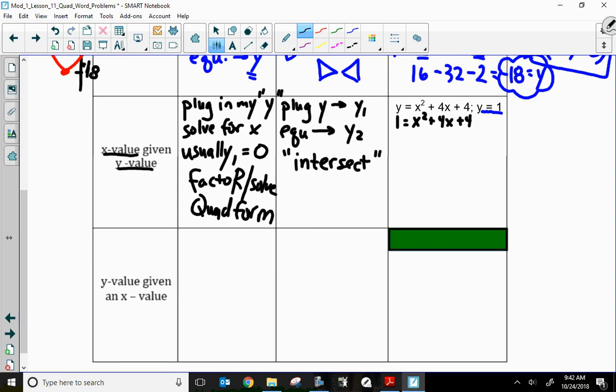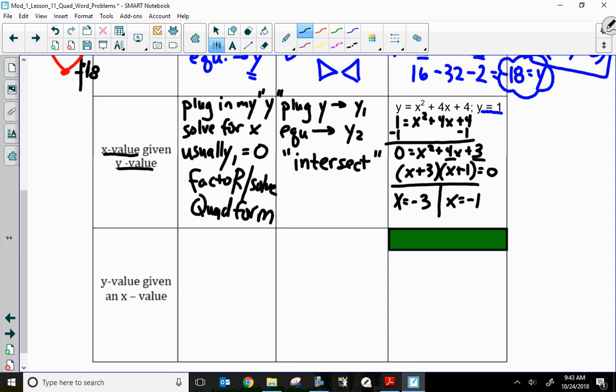All right? I'm going to subtract 1 because I want to set my equation equal to 0. 0 equals x squared plus 4x plus 3. And I'm going to factor and solve that. Two numbers that multiply to 3 that add to 4. It's x plus 3, x plus 1 equals 0. If I t-bone this, I'm going to get x would equal negative 3 and x would equal negative 1. There you go. Those would be my two answers.